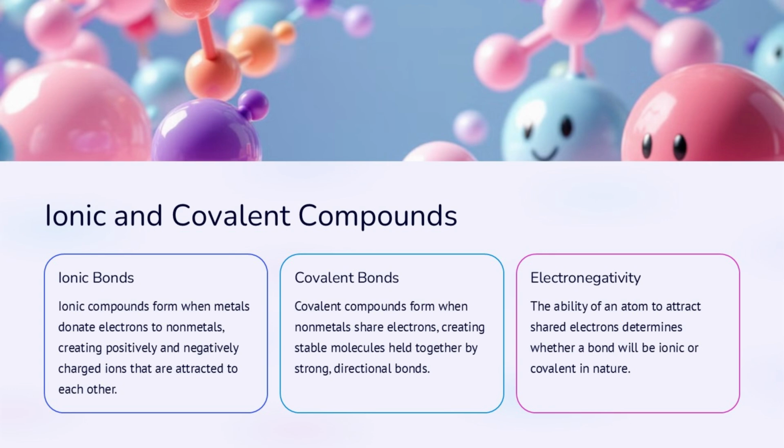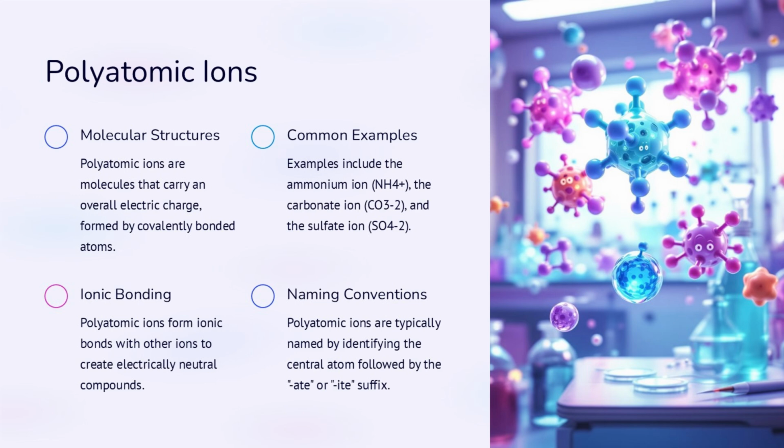Ionic and covalent bonds have different properties and characteristics that affect the behavior and structure of chemical compounds. Understanding the differences between these 2 types of chemical bonds is crucial for predicting and explaining the behavior of various substances. Polyatomic ions are molecules that carry an overall electric charge, formed by covalently bonded atoms.